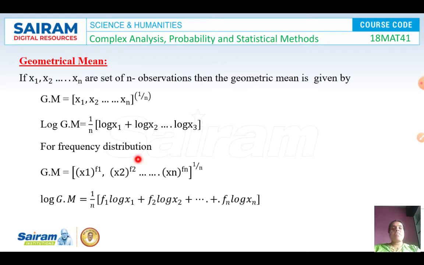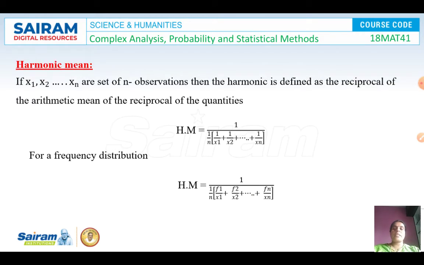Now, for a frequency distribution, geometric mean can be represented as (x1 to the power of f1, x2 to the power of f2 and so on, xn to the power of fn) whole to the power of 1 by n. When we take the log on both sides, log of geometric mean is 1 by n into (f1 log x1 plus f2 log x2 and so on, fn log xn).